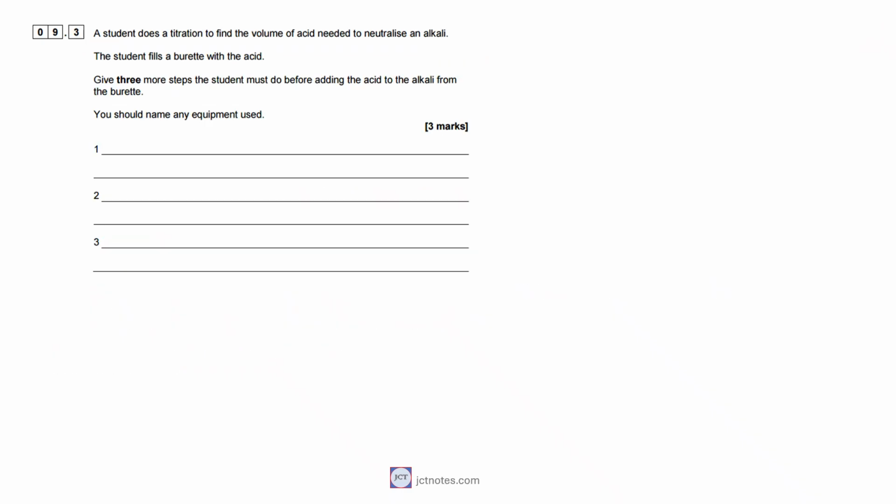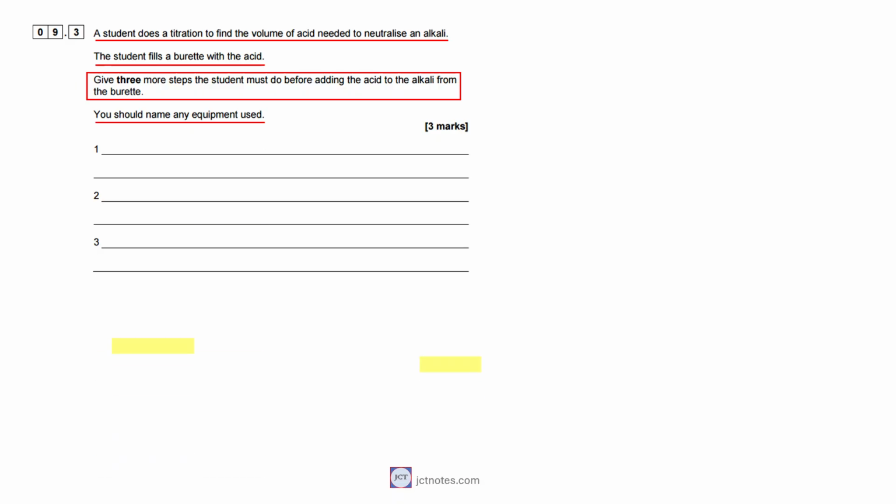Let's dive into question 9.3. The question sets the scene. A student does a titration to find the volume of acid needed to neutralize an alkali. The student fills a burette with the acid. Our task is to give 3 more steps the student must do before adding the acid to the alkali from the burette. We also must name any equipment used. This is worth 3 marks.